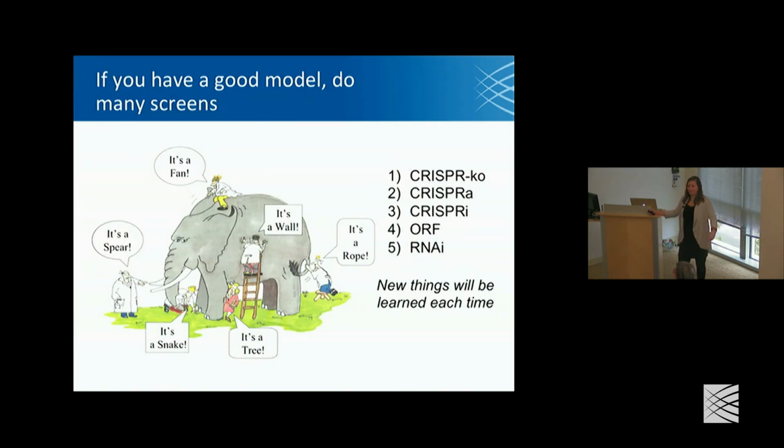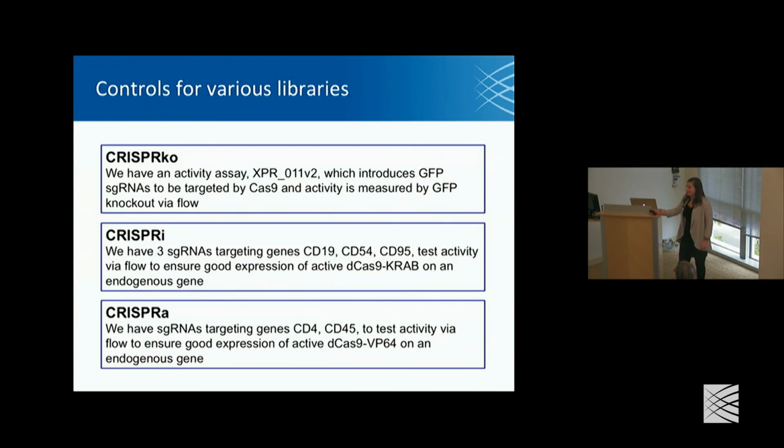I just want to reiterate, if you have a good model, you want to do as many types of perturbations as you can. You'll learn new things every time. We do have activity assays available for each type of screening, so you can confirm your Cas9 or your dCas9 presence in your cells before you proceed with a screen.